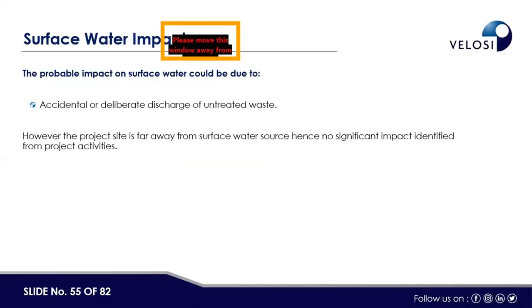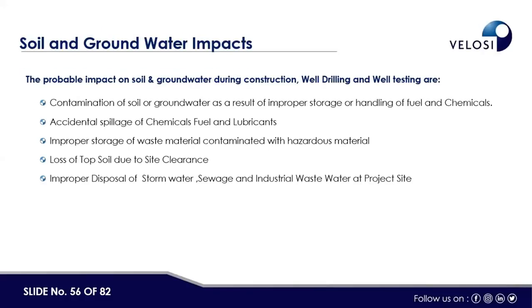Basically, the probable impact on surface water could be due to accidental or deliberate discharge of untreated waste. However, there was no surface water near the project site, so no significant impact was identified due to the project activity. The soil and groundwater impact can be due to contamination of the soil and groundwater: accidental spillage, improper storage of waste, loss of topsoil due to site clearance, and improper disposal of storm water, sewage, and industrial wastewater at the project site. So these were the main sources for the soil and groundwater impact.